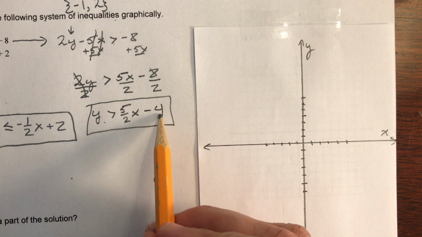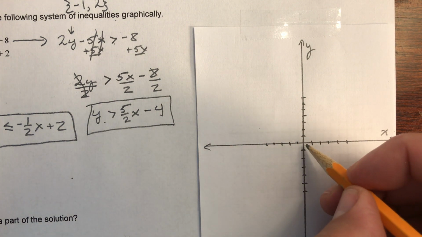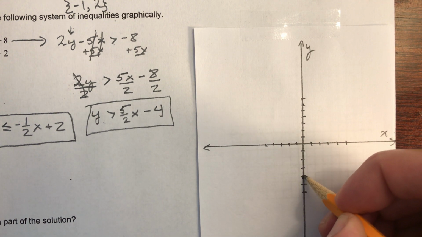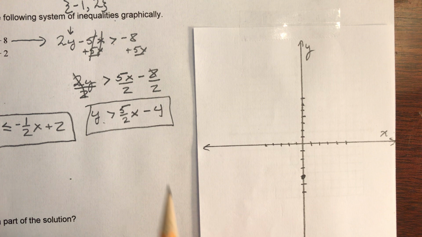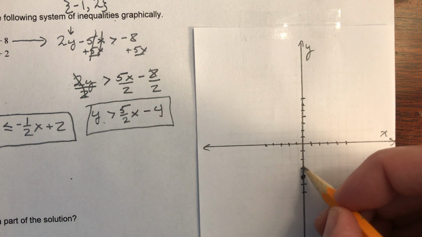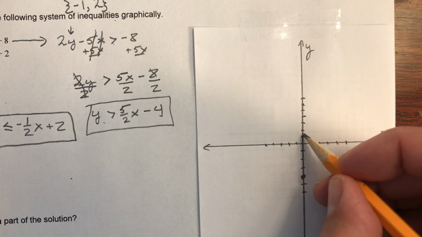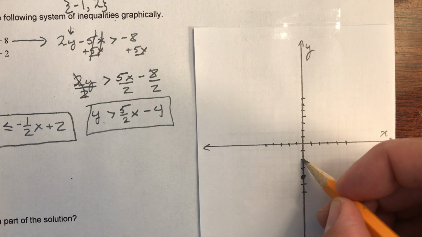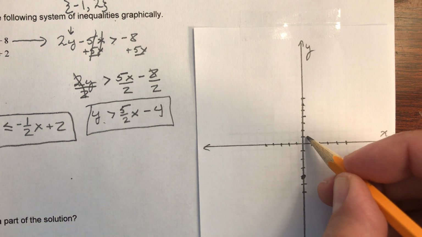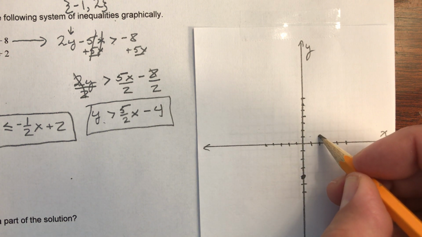But, all right, so let's graph this one first. It has a y-intercept of -4, so I'm going to go down on the y-axis to -1, 2, 3, 4. And my slope says I'm going to rise 5, run 2. 1, 2, 3, 4. Let me count that again. 1, 2, 3, 4, 5, and run 1, 2. Make a new dot.